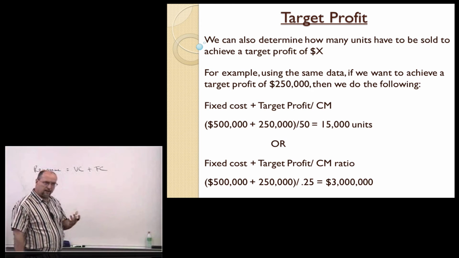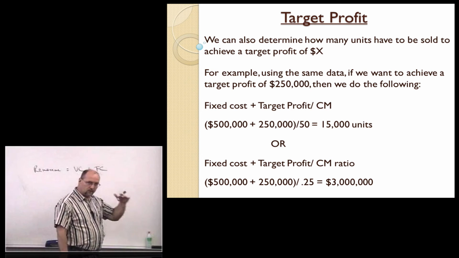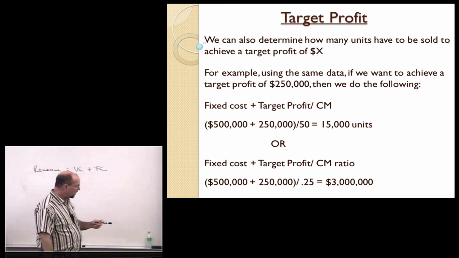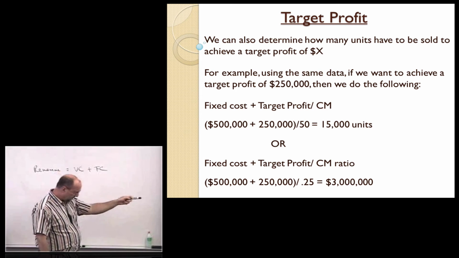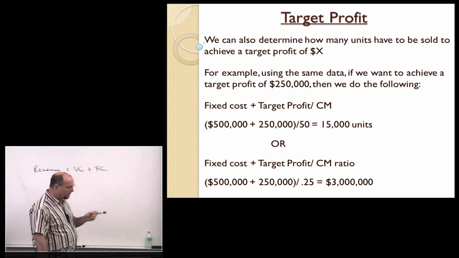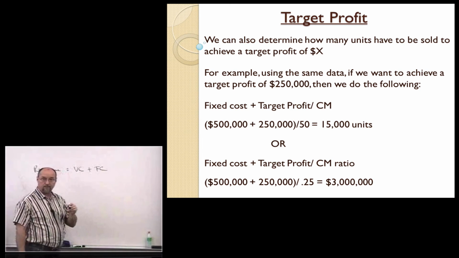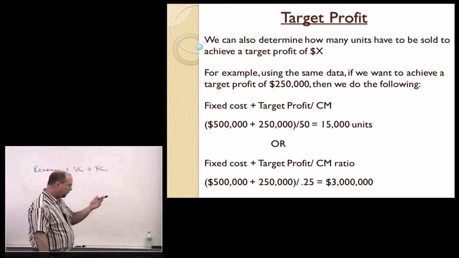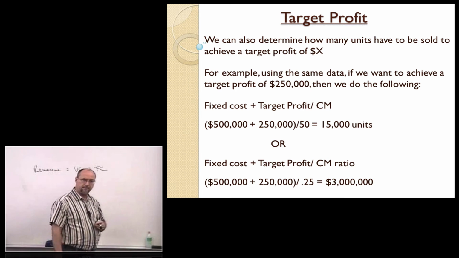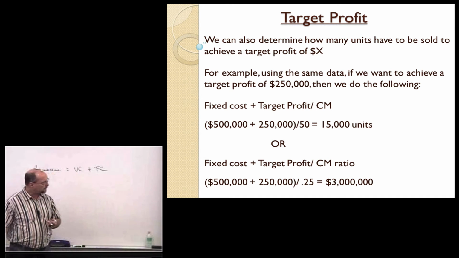And how much revenue would we bring in at that point where we're achieving 250 in profits? Well, fixed costs plus target profit, your numerator, divided by the contribution margin ratio of 0.25, we'd bring in $3 million of revenue. Okay, so it's actually a very simple formula, but it's very useful.